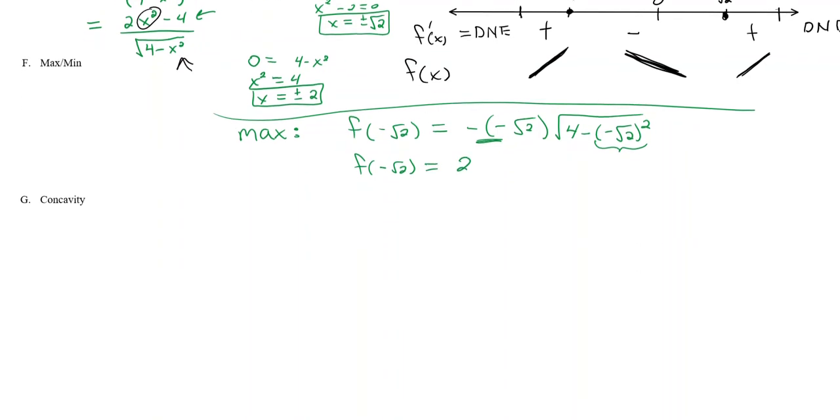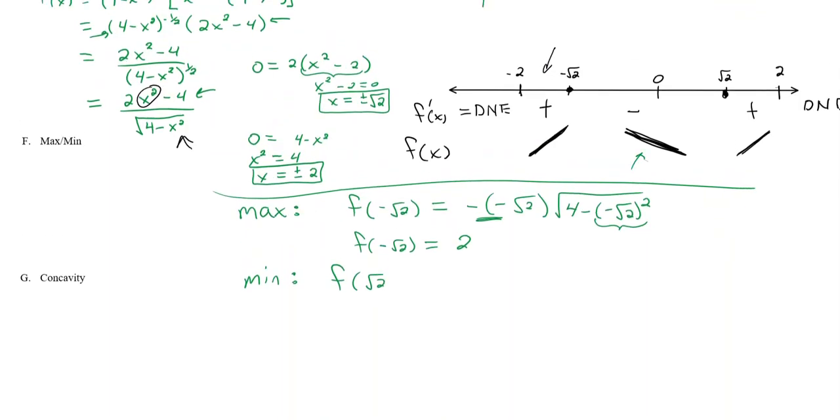Okay, let's find the min. So we have f of just root 2 this time, because that's where it's on its way down and then on its way back up again. This must be a minimum. So this will be negative, and then we have just filling in root 2 over 4 minus root 2 squared. So again, this would be just 2. So 4 minus 2 is root 2. Root 2 times root 2 is 2, but now there's just this negative attached to it as well. So this just becomes negative 2.